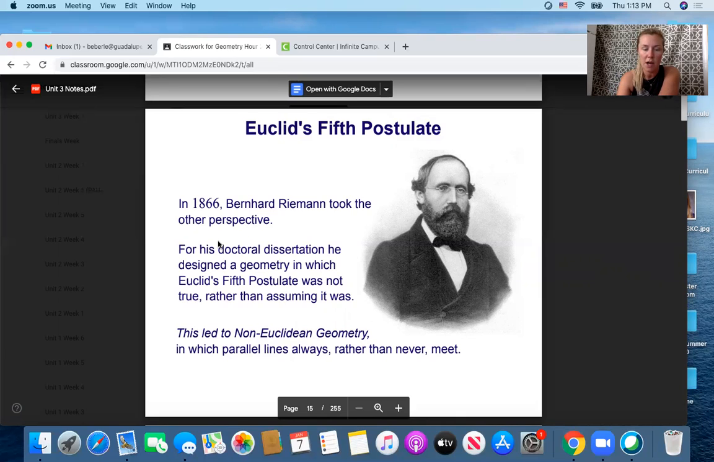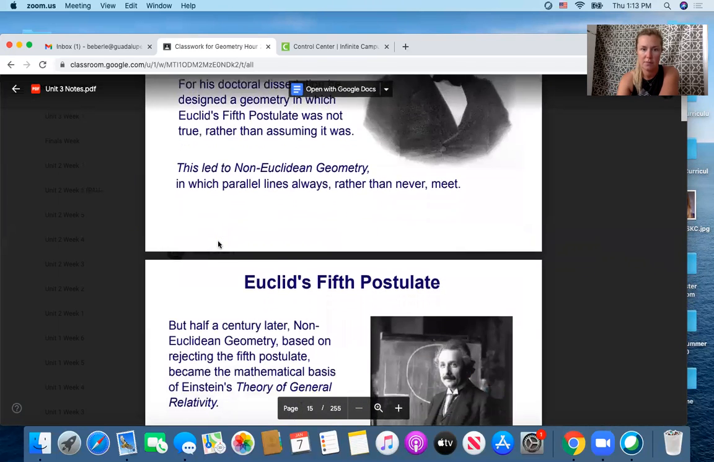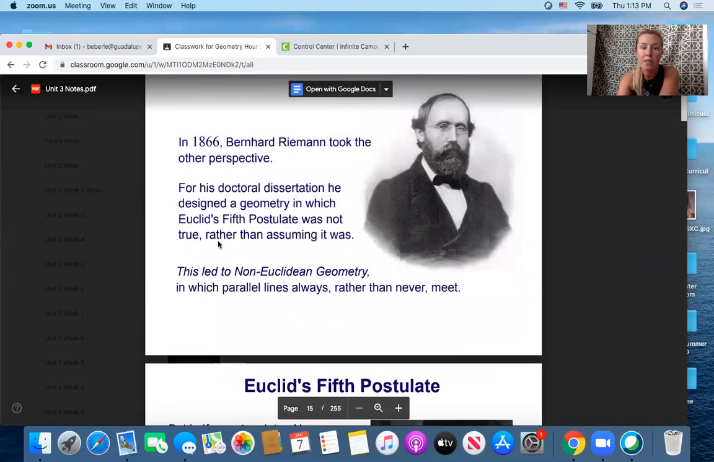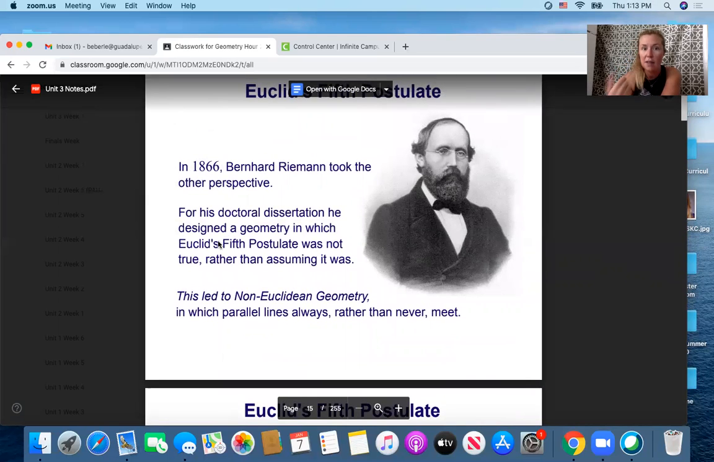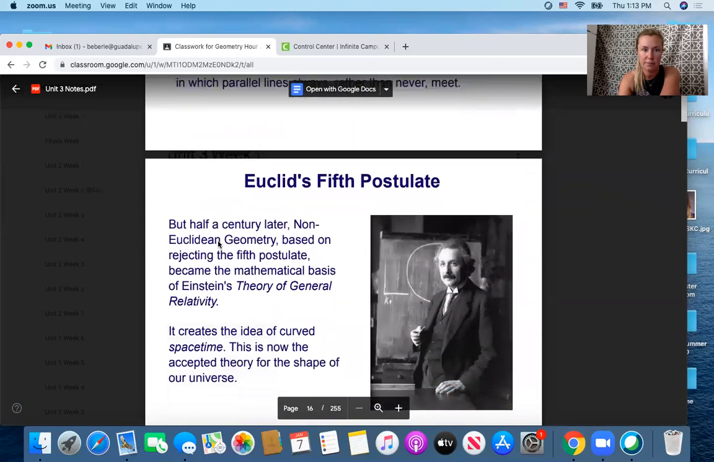So this led to non-Euclidean geometry, in which parallel lines always, rather than never, meet. So up until this point, we've all been saying that parallel lines never meet. And this guy, Riemann, is challenging that.